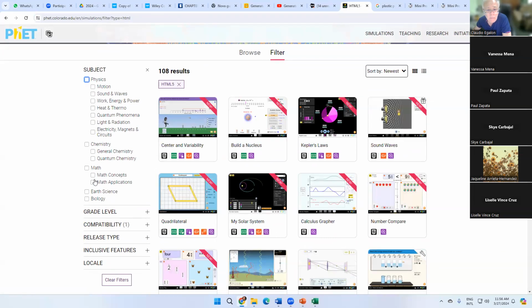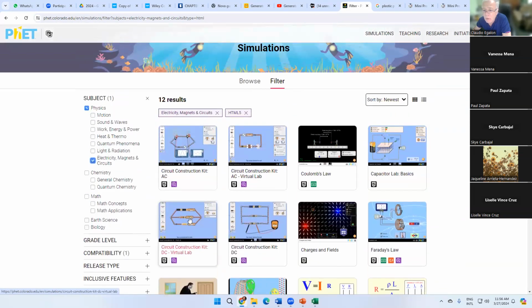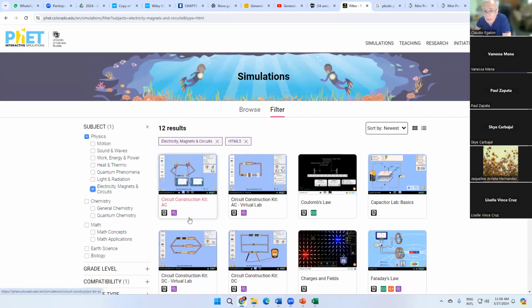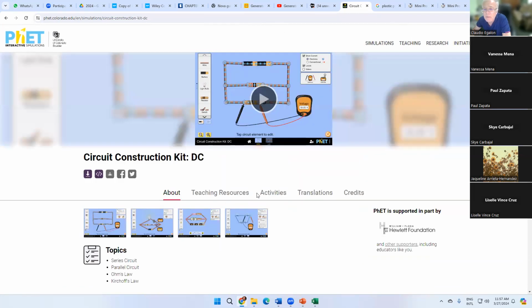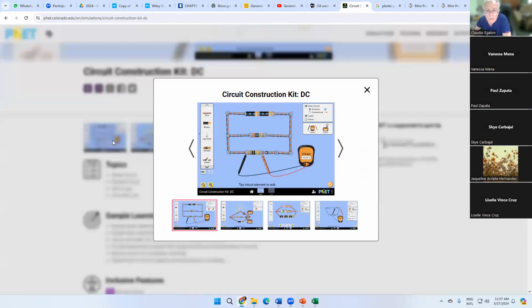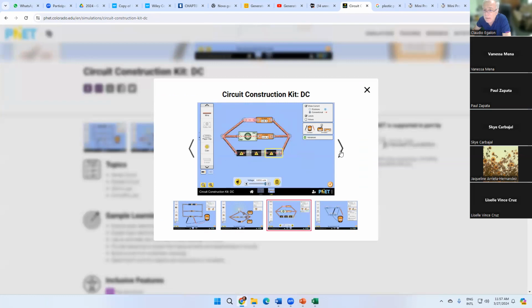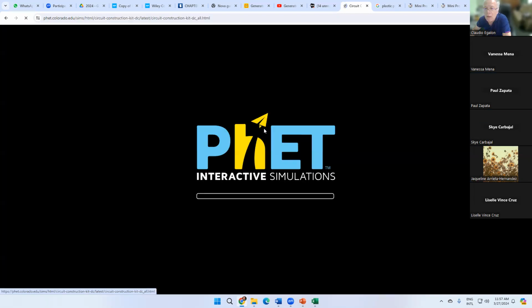Remember, we want the physics simulations and the electricity and magnets and circuits, right? So look at the simulations that we have. We have a total of 12 simulations. Here DC circuits, and here is AC circuits. Here we have capacitors. You can learn about capacitors as well. And look at this DC circuit. There are two different DC circuits, even more. So this one here, play a little bit with it. Some of them have capacitors in there.